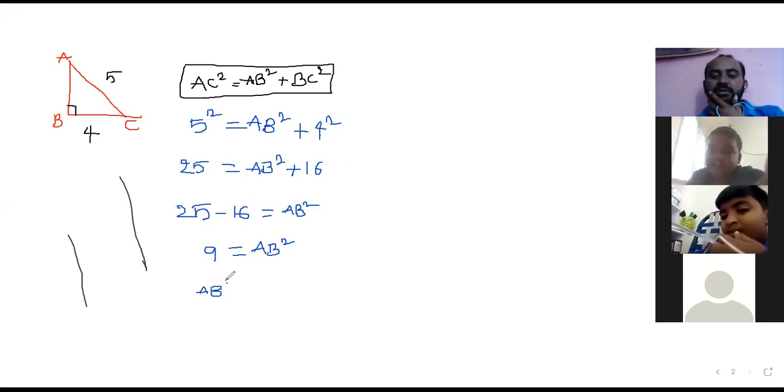Yes or no? Sir, 3 squares are the answer. Not 3 squares, sir. 3 is the answer, sir.